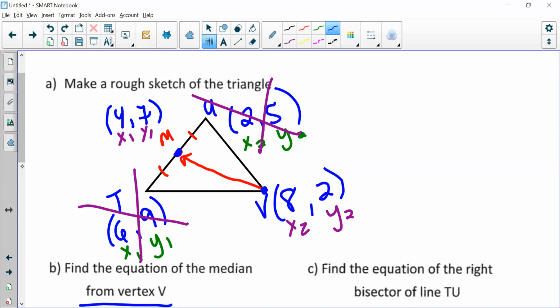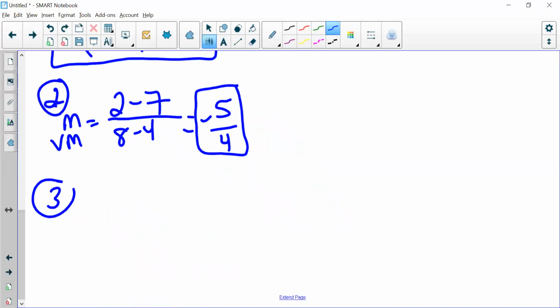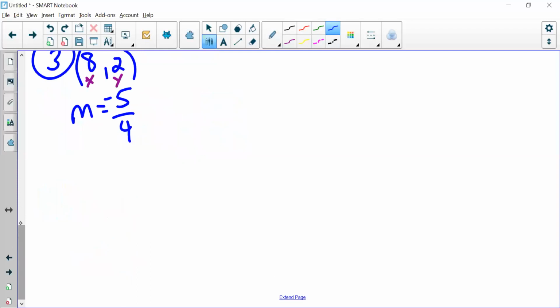Matt, do you want to use 4, 7 or 8, 2 for that? 8, 2. Okay. So step number 3. I'm going to use 8, 2 and my slope of -5/4. How do I find my B value? You have to multiply the -5/4 with 8. Good. So I'm going to plug all that into y equals mx plus b.